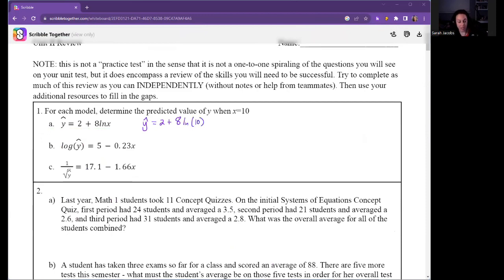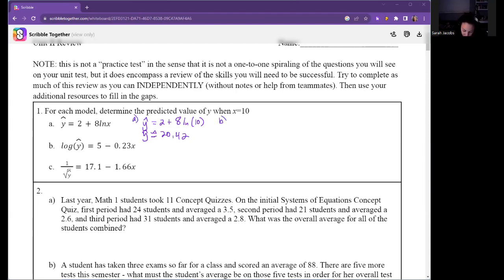So ln is just natural log. It's right next to the 4 button on your graphing calculators. And when we plug that in, I get about, y hat is about 20.42. Easy peasy. For B, this was for A.